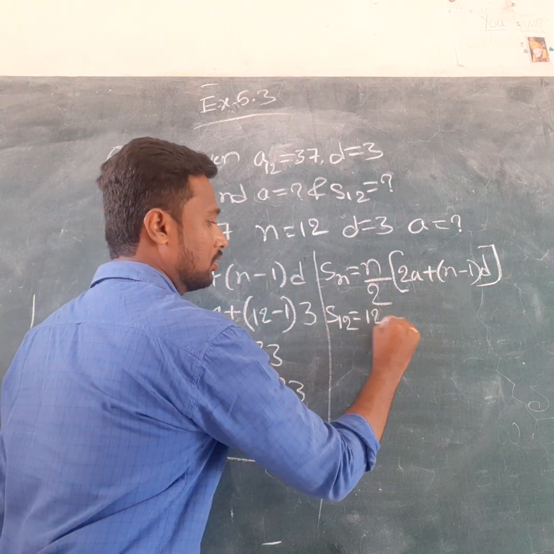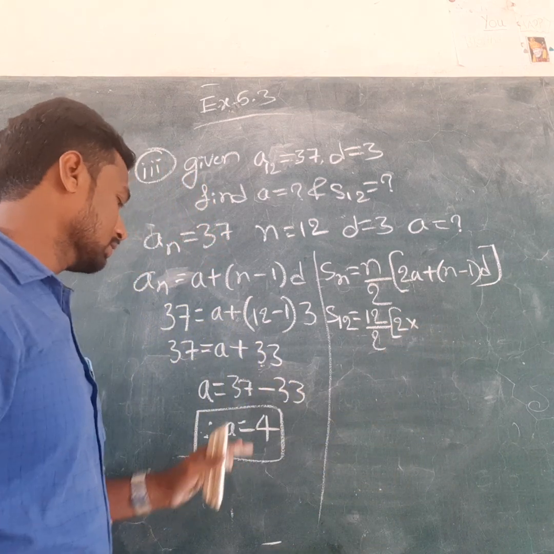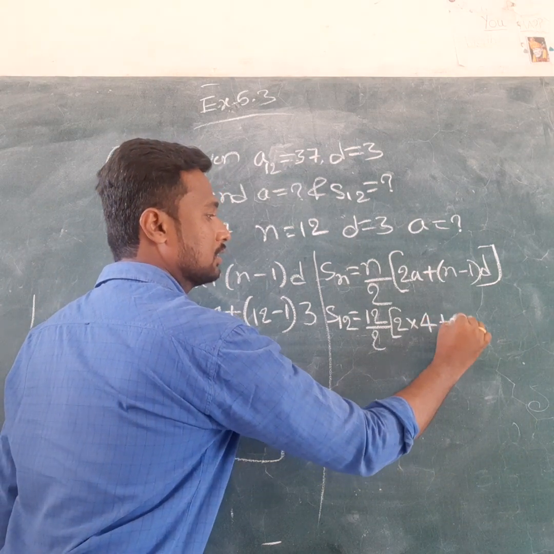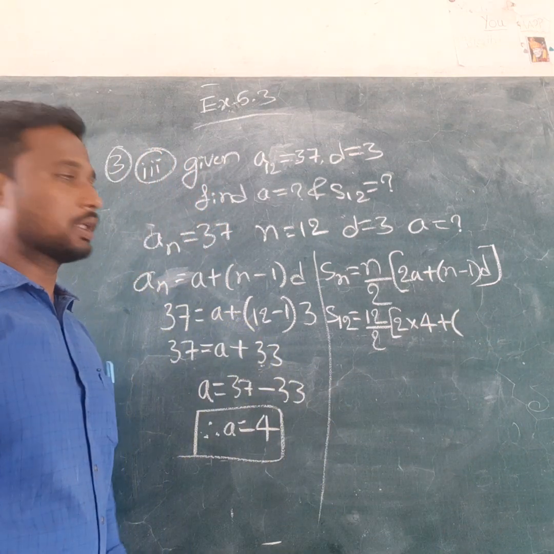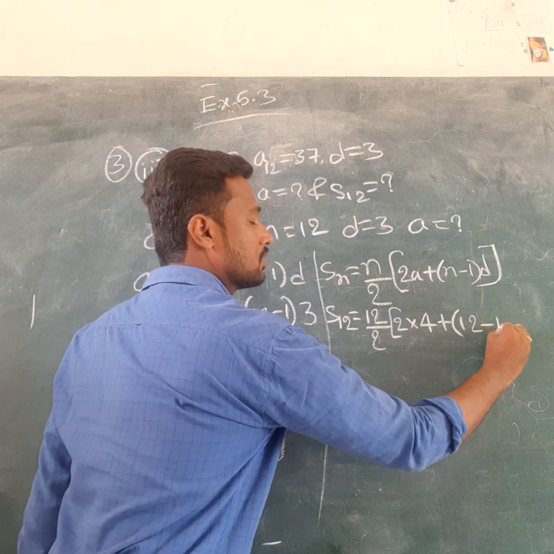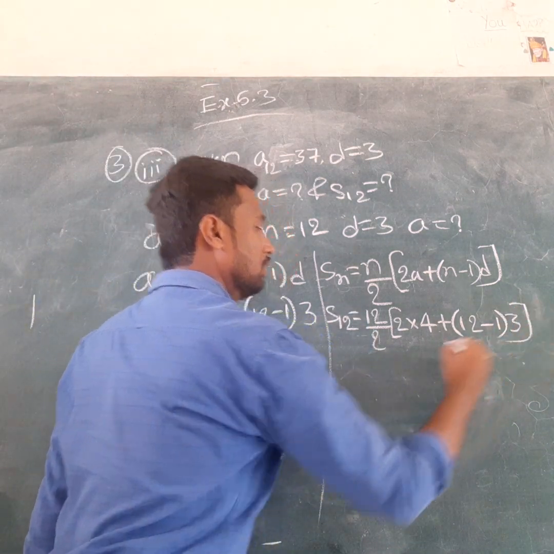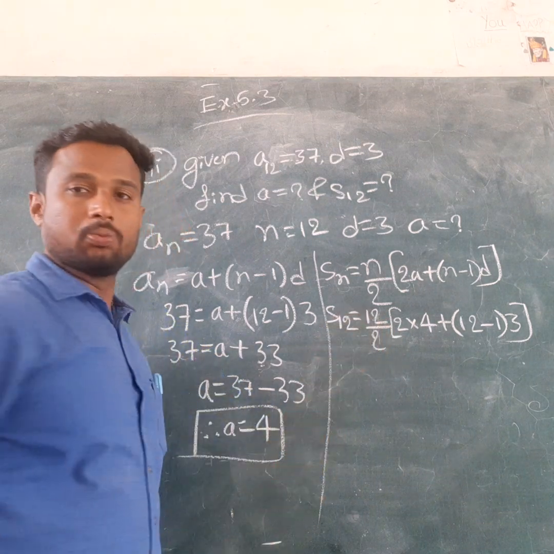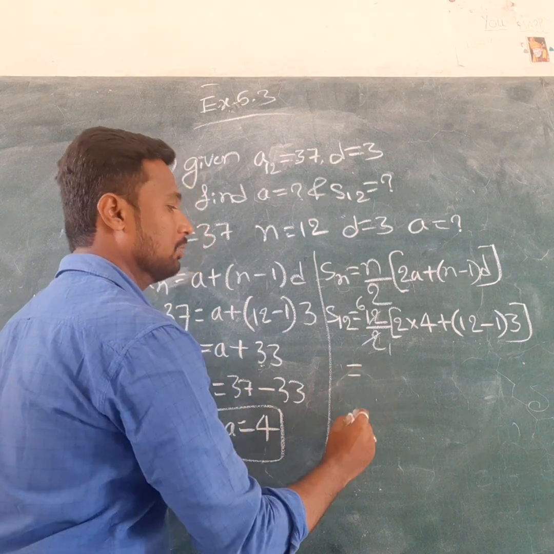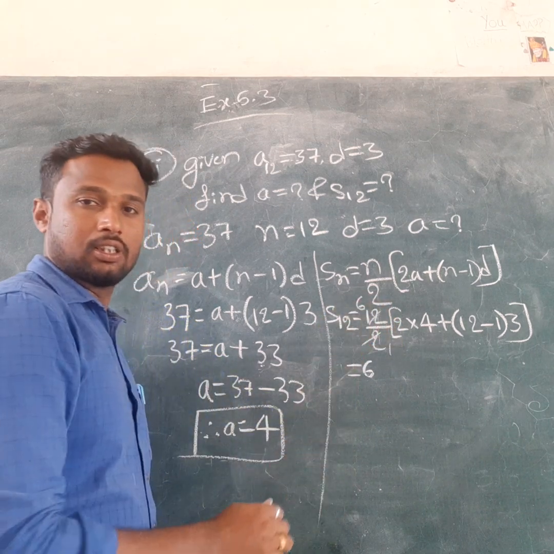12. 12 by 2 into bracket 2 into a means, what is the a value? 2 into 4 plus n minus 1. What is n value? 12. So 12 minus 1 into d. What is the d value here? 3. So now 12 by 2 means 2 1s are 2, 6s are 12. So here in next step S12 is equal to 6.